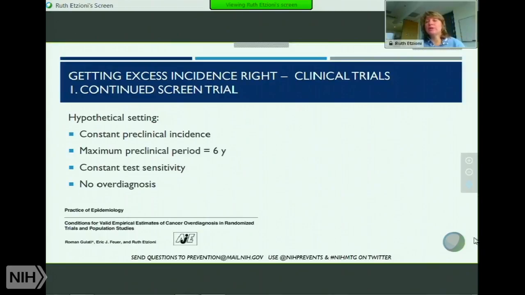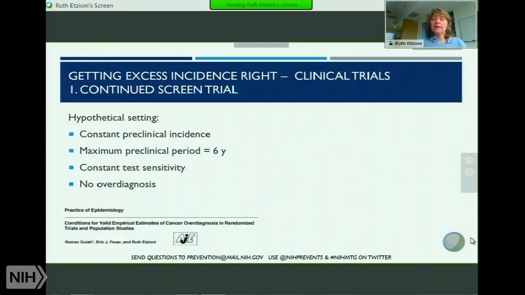And within clinical trials, I'm going to partition the designs into a continued screen trial, in which screening is continuous through the duration of the trial, and stop screen trials, in which screening occurs for several years, but then both screening and control groups are not screened until the trial is analyzed. And I'm going to show you some work that we've done that developed a general model of how screening impacts incidence given a specified level of overdiagnosis.